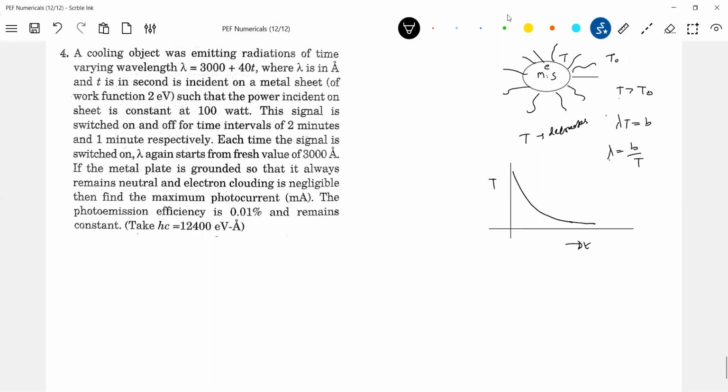Here it is telling us it cools in such a way that the lambda increases linearly. So I'll take out this graph, because the temperature decreases exponentially. Put that one here. So we may not get that linear variation, no? Now get into the problem. Read the question now.